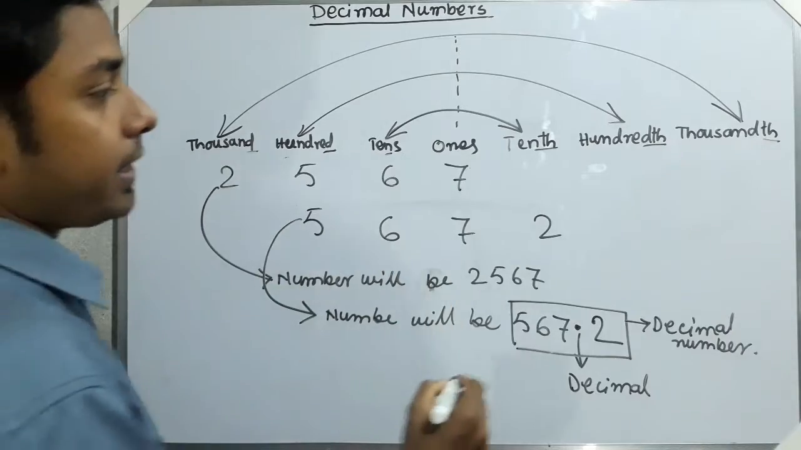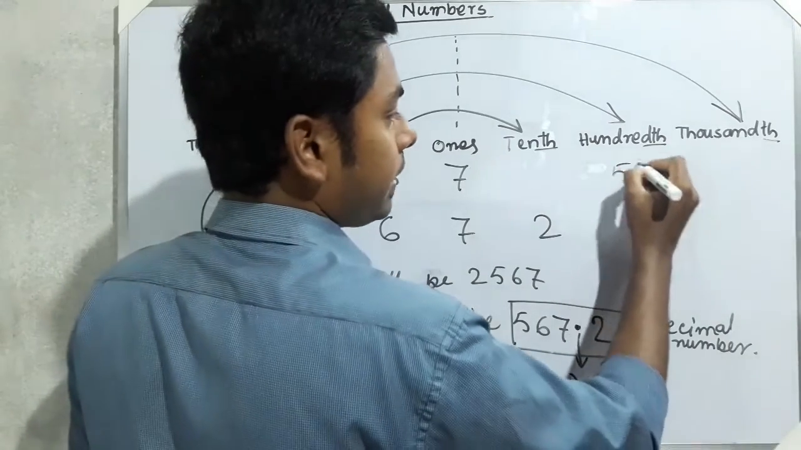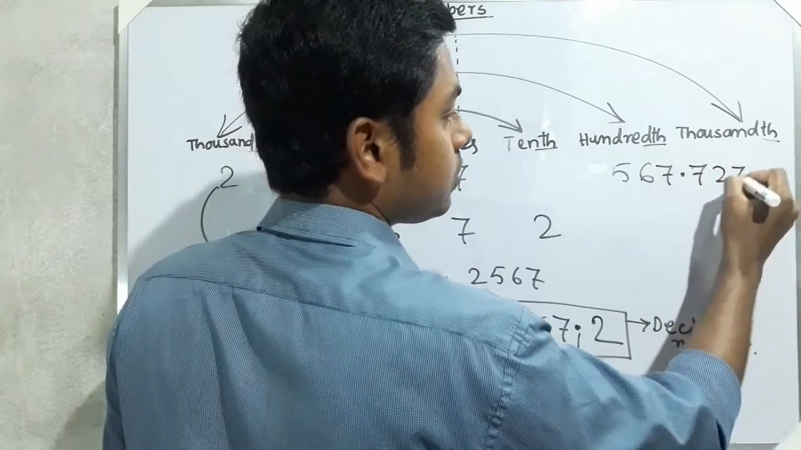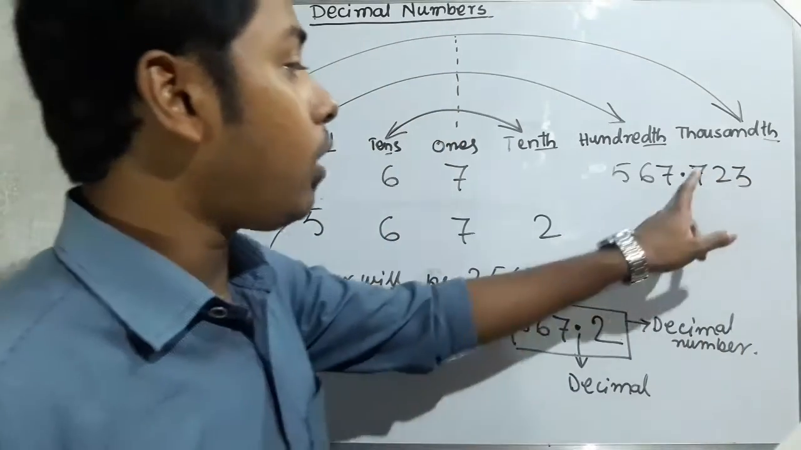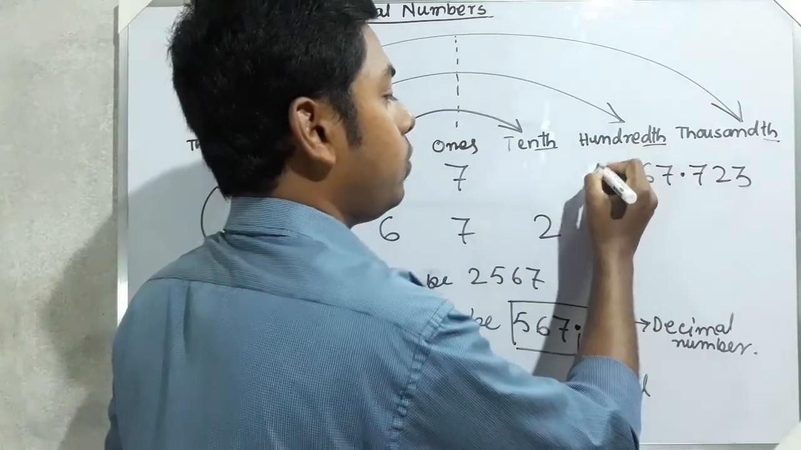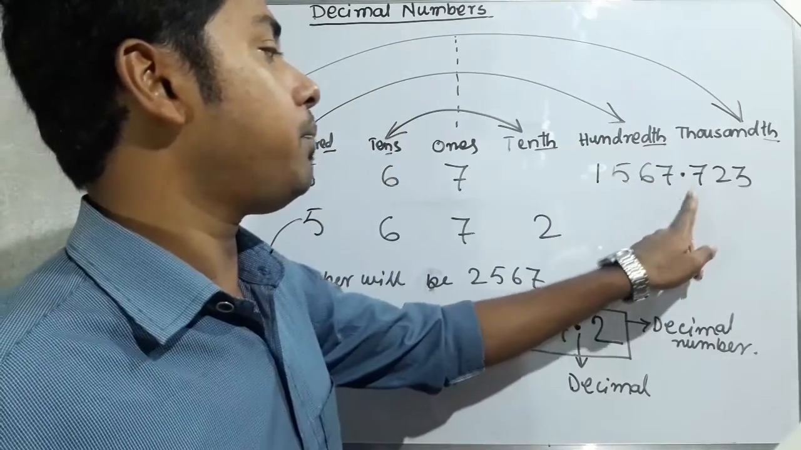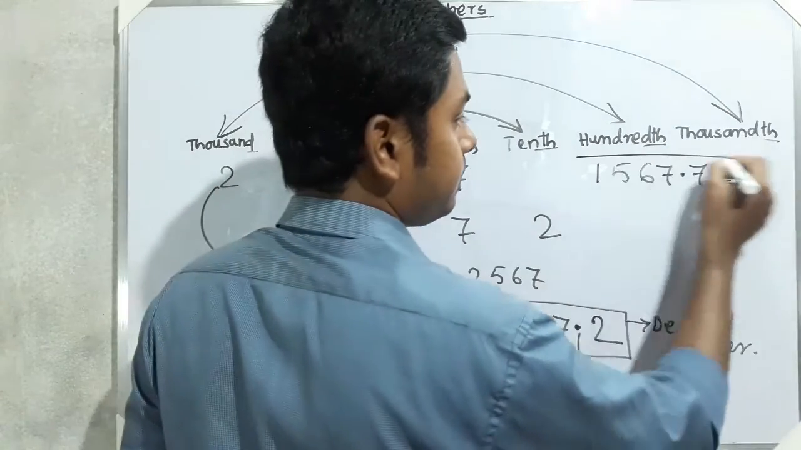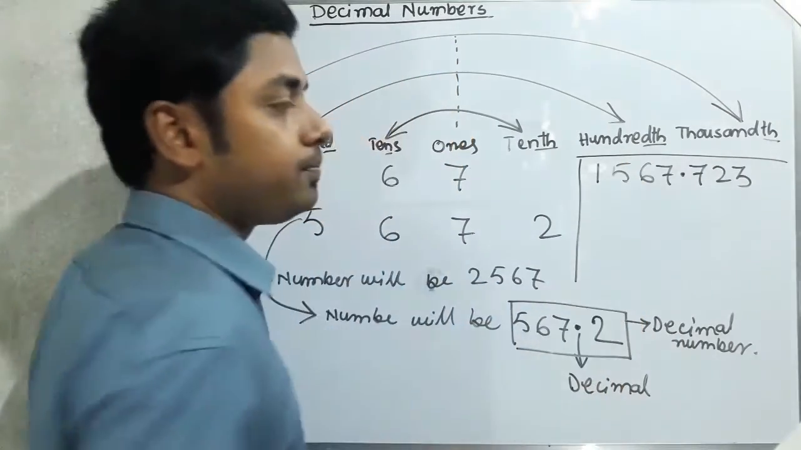Suppose I'm writing 567.723. Now how to read? Here I'm taking 1 also: 1567.732. Now how to read this number?